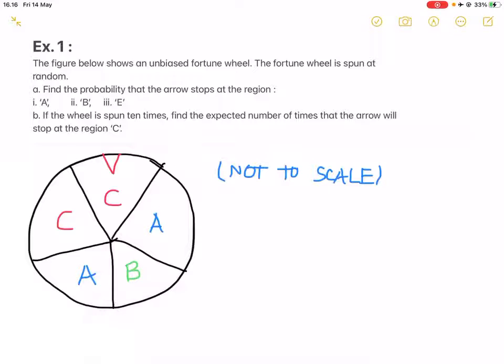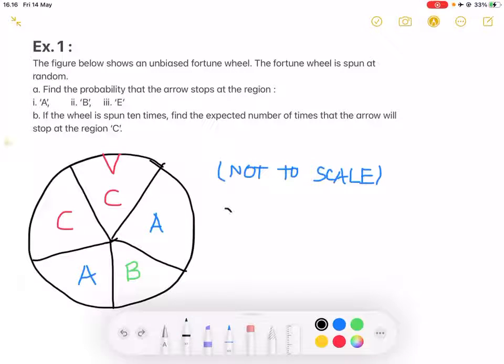Find the probability that the arrow stops at the region A, B, and E. So here's the arrow right here. So the probability that the arrow stops at the region A, let me just denote that as P of A, will be the number of ways that it could stop at A over the total number of ways, which will be the number of regions marked with A over the total number of regions. So it will be 2 over 5. You can see that very easily.